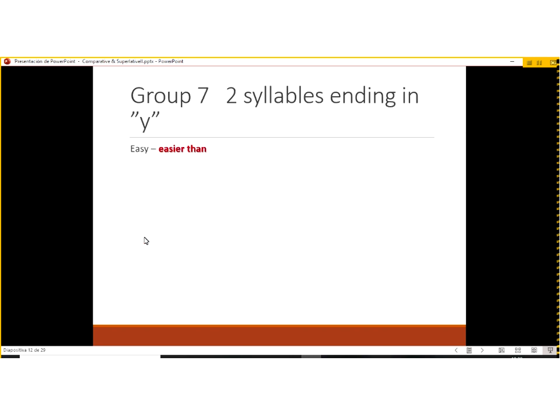And finally, group 7. Group 7 refers to words that have 2 syllables, but they end in Y, yes? So you drop the Y and you add ER, like in easy, easier, easier than. Don't you forget, please, to use this word than. That means in Spanish the word que.